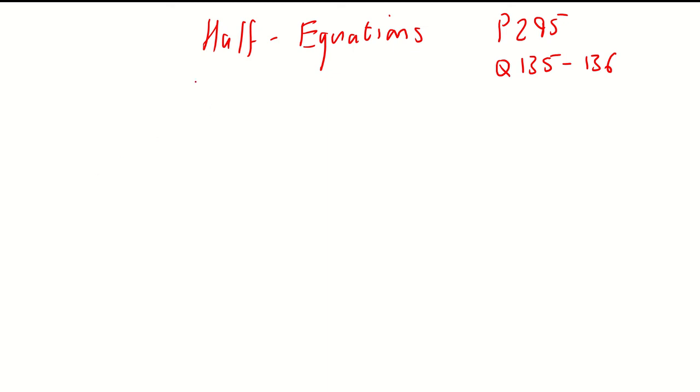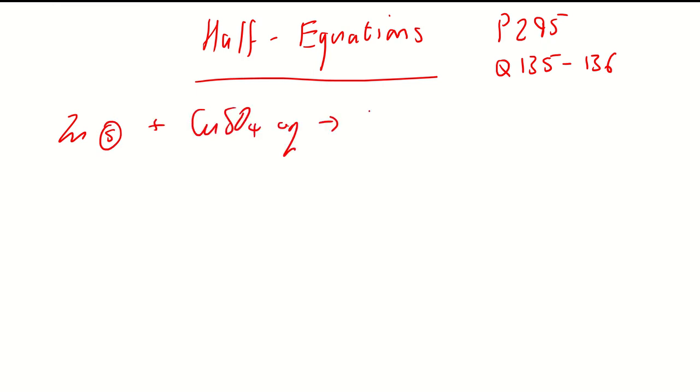This is going to be what we call half equations, and half equations are used whenever we have, if you like, half the story, and we're going to balance them up using electrons because the charges in this instance are unbalanced. So I'll take an example. If we take an example of, let's say, zinc metal plus copper sulfate, which is a solution, and that goes to zinc sulfate, which is a solution, and copper solid metal.